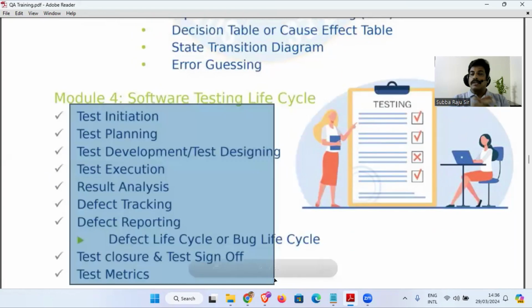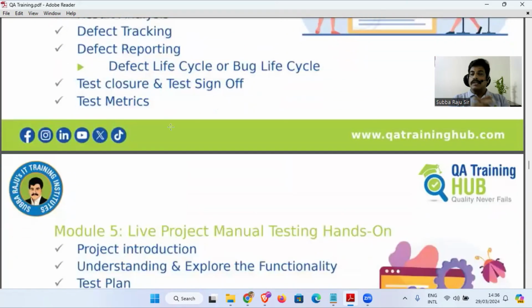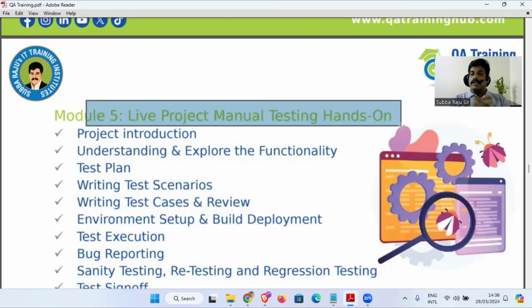What are they? Initiation, planning, designing, execution, analysis, tracking, reporting, and the reporting covers the complete bug life cycle process, closure, and metrics. So these are the main phases in the STLC. And during the STLC, I'm taking one project exclusively for manual testing, because only when you know the project process can you test the application perfectly.